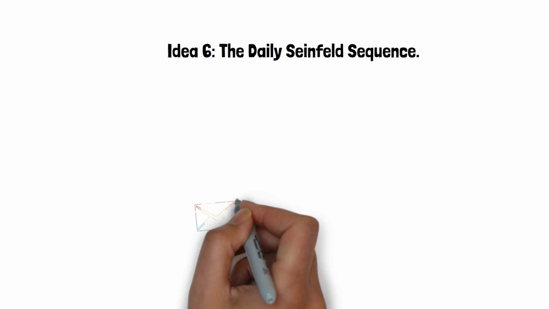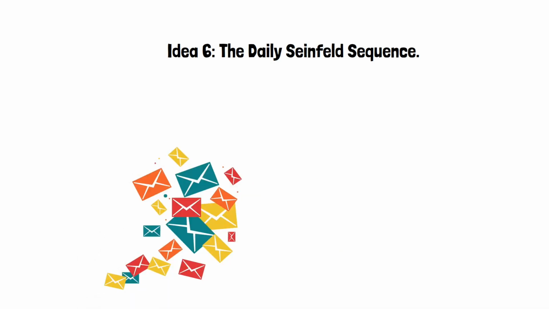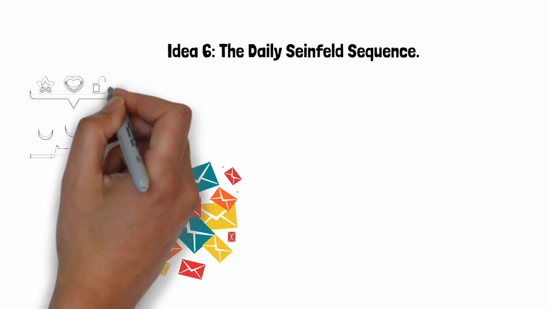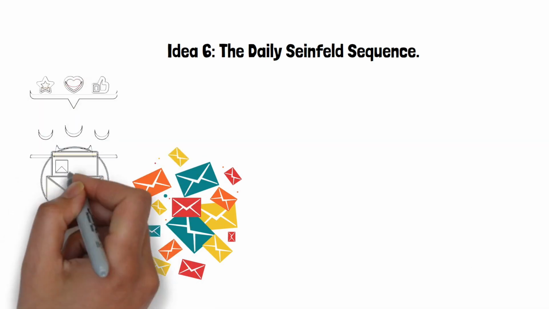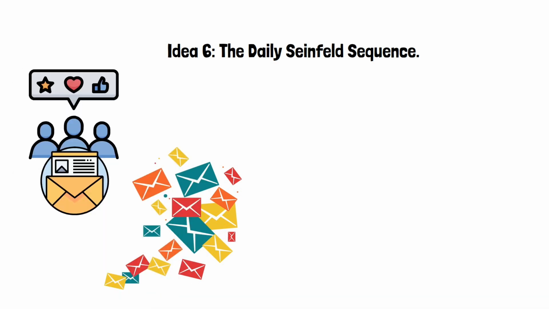Idea 6. The Daily Seinfeld Sequence. The Daily Seinfeld Sequence is about sending out regular emails that have content seemingly about nothing, much like the TV show Seinfeld. These emails aren't direct sales pitches but are used to entertain and engage with the audience. The goal is to keep your business top of mind for when subscribers are ready to buy.